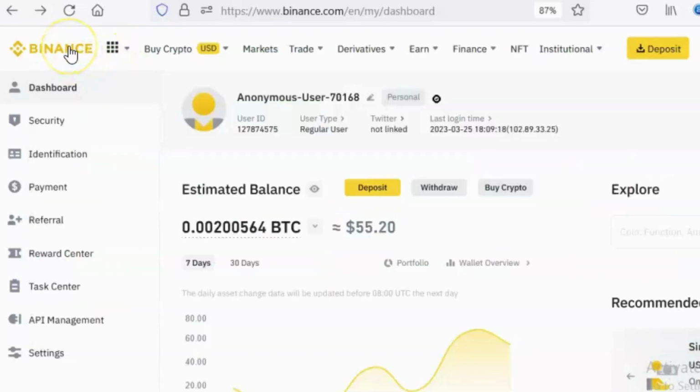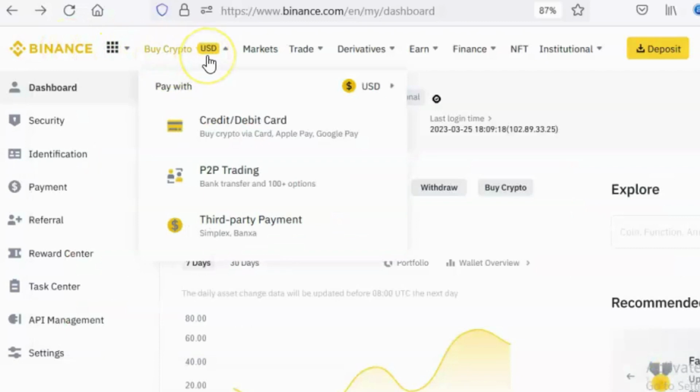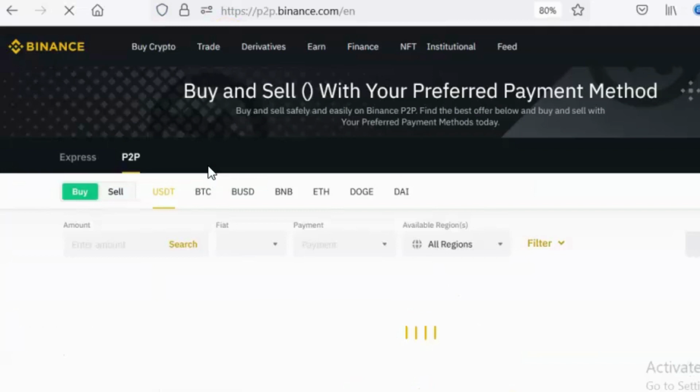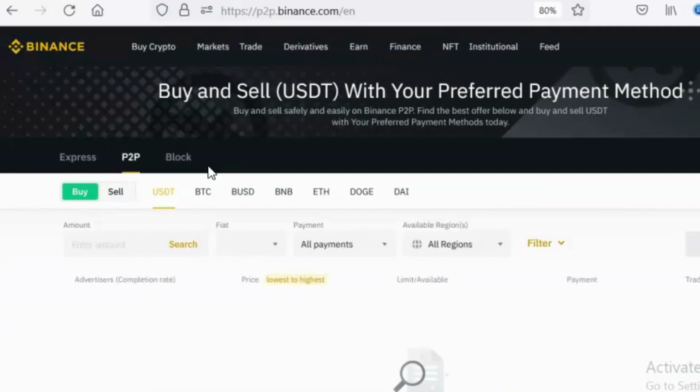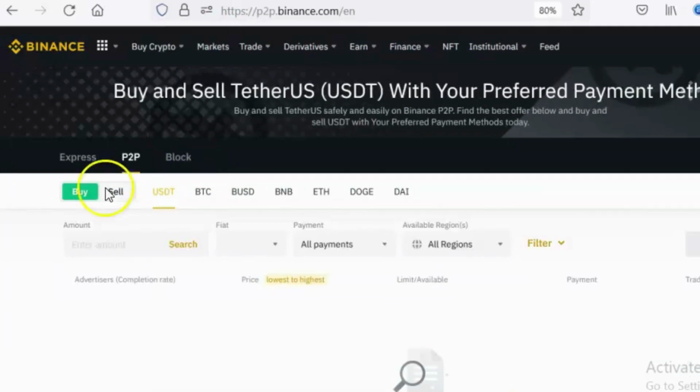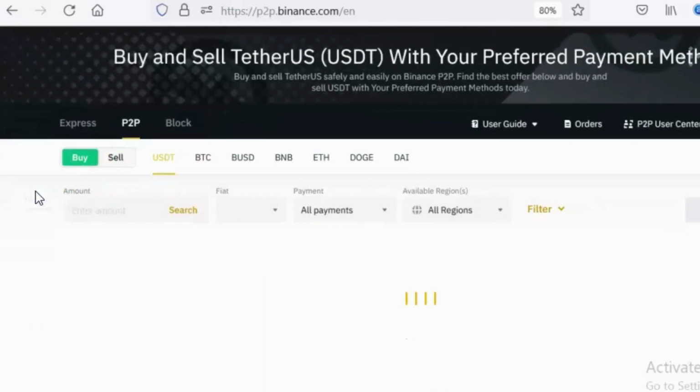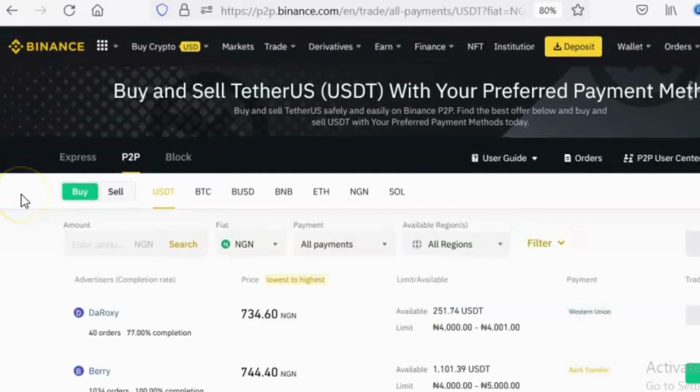Let's now explore the P2P option of buying crypto. We come to this tab again. We click on P2P trading. P2P is peer-to-peer trading with Binance as an intermediary. So it's in between two parties. We've opened the P2P page and it's identified as funding within Binance. And we have the choice of either buying or selling. We are on the buying option now.